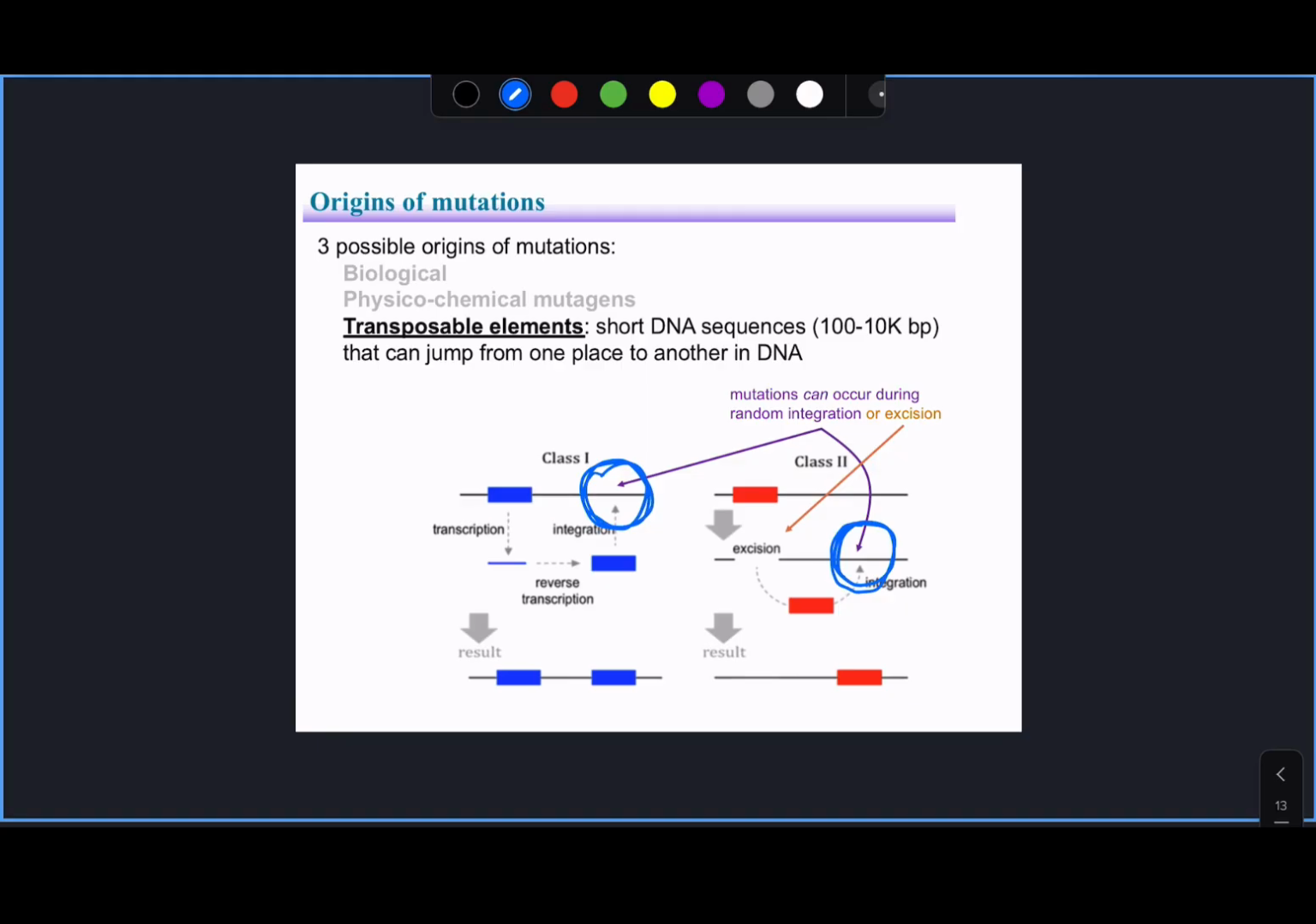Right? And then there are also some errors during excision. So when these things jump out of DNA for class 2, it's not a clean break. Often they will take with them a little bit of the host DNA sequence, and in doing so, they may be breaking something.